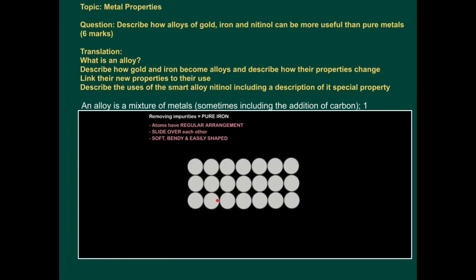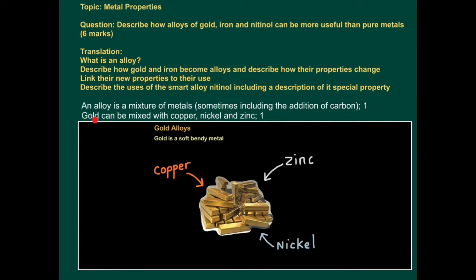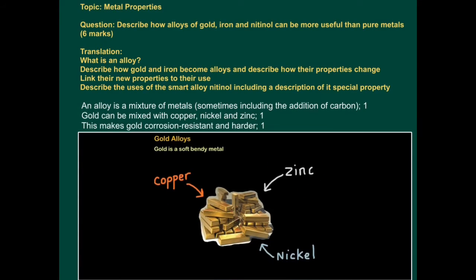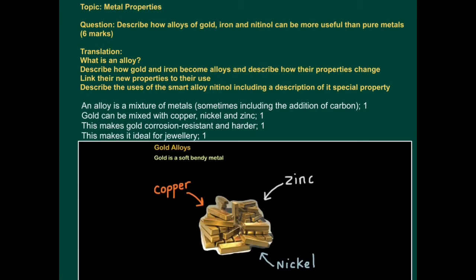So firstly, what is an alloy? An alloy is a mixture of metals, sometimes including the addition of carbon. You don't have to write that, but it is true, and carbon isn't a metal. For example, gold can be mixed with copper, nickel and zinc, and this makes it more useful because it becomes corrosion resistant and harder, because pure gold is very soft and useless as jewellery. So now let's link it to its use. So now it's useful or ideal for making jewellery.